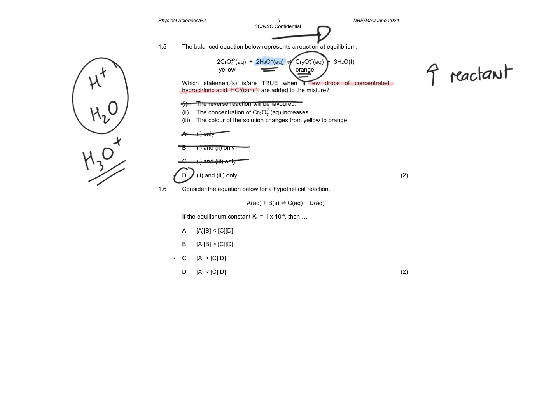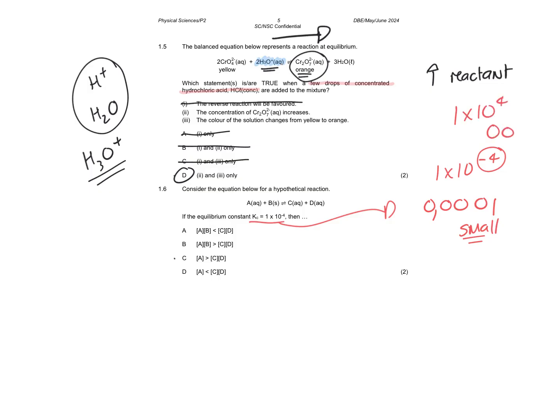Okay, number 1.6, another KC question. They say that the equilibrium constant is 1 times 10 to the negative 4. I don't know whether you guys know about scientific notation, but basically this means that there's 4 zeros, and the comma is always between the first 2 zeros. So that number is 0,0001. It's very small. All you need to get from this information is that it's very small. If it was 1 times 10 to the 4, it would still be 4 zeros, but the 1 would be over there. It would be 10,000.